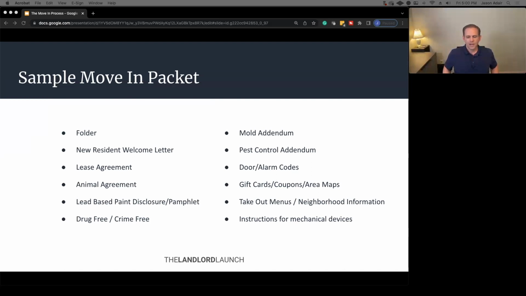So operations of mechanical devices, where shutoffs are located, what to do in the case of a toilet leak, which you can have in your welcome letter as well, turning off that angle stop or whatever to shut the water off in the case of a leak, things along those lines. So instructions for mechanical devices, extremely helpful there as well.